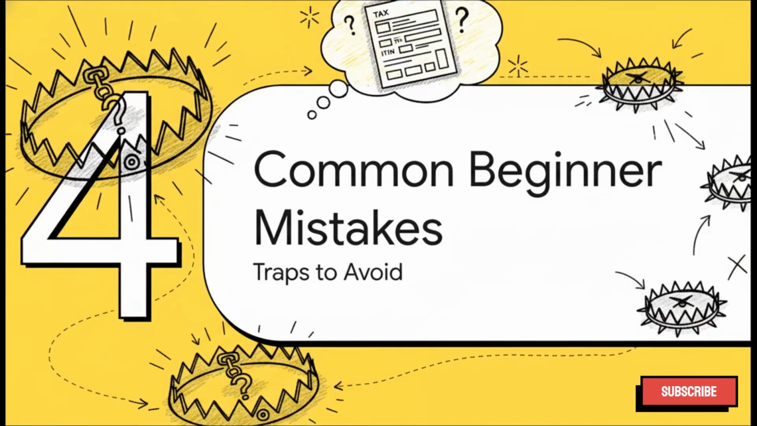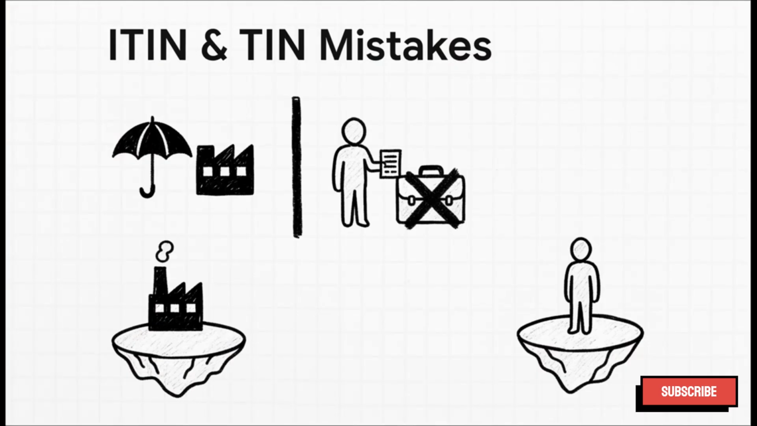Section 4. Common beginner mistakes, traps to avoid. All right, please don't fall into these common traps that we see beginners make all the time. First, thinking TIN and EIN are the exact same thing. Actually, scratch that. It's more like thinking they are interchangeable. Remember, EIN is just one specific type of TIN used for businesses.